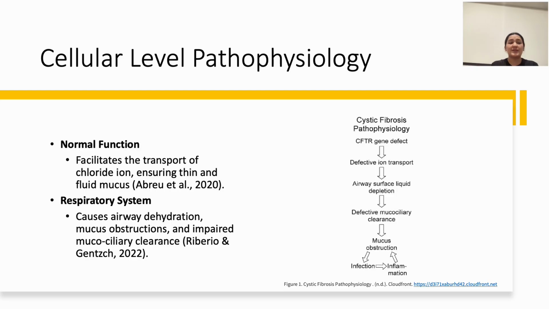Respiratory system. Cystic fibrosis airway epithelia have reduced or absent CFTR-mediated chloride ion secretion coupled with elevated epithelial sodium ion channel reabsorption. These alterations are harmful to cystic fibrosis airways because they result in airway dehydration, mucus obstruction, impaired mucociliary clearance, and many more chronic bacterial infections and inflammation.